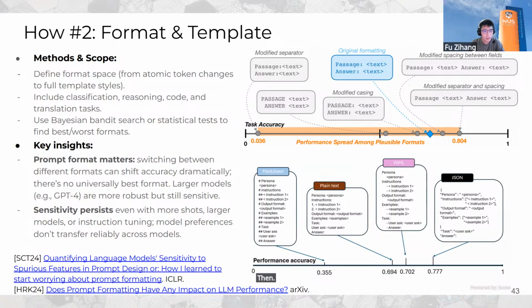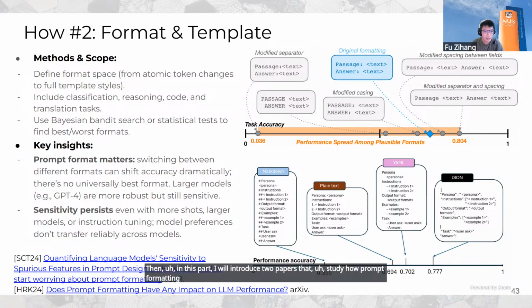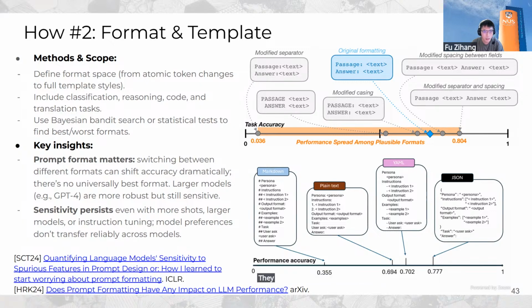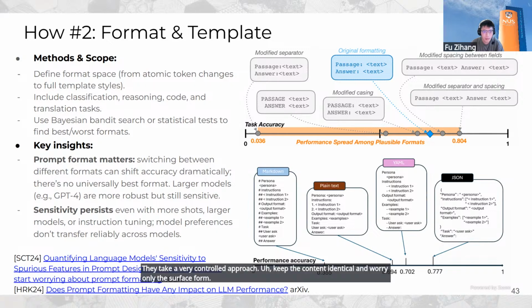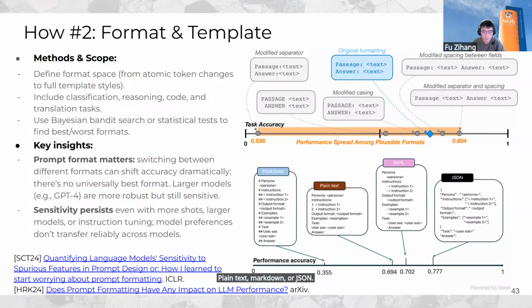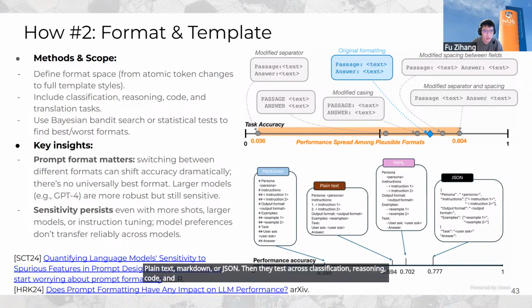Then in this part, I will introduce two papers that study how prompt formatting affects in-context learning. They take a very controlled approach, keep the content identical and vary only the surface form. They define a format space that ranges from tiny token-level tweaks like changing labels, separators, spacing, and casing, to full template styles such as plain text, Markdown, or JSON. Then they test across classification, reasoning, code, and translation tasks.